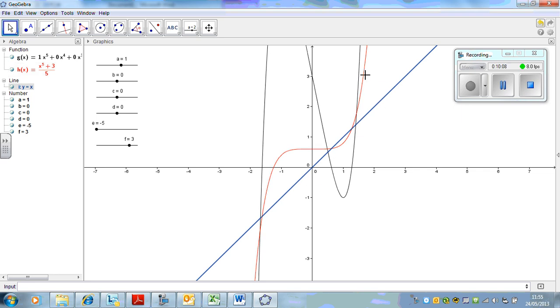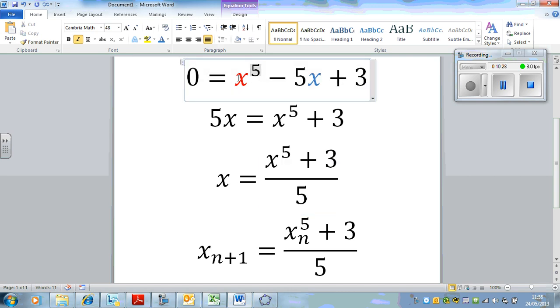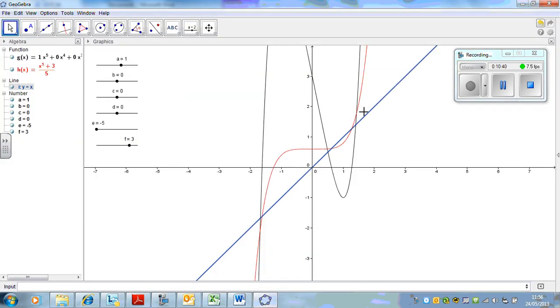Where the blue line and the red curve cross is exactly the same place where the original equation crosses the x-axis, because all we've done is rearrange that equation into simultaneous equations: y is equal to x, and y is equal to this. For the original one, it's like saying y is equal to this and y is equal to 0. The trouble is y equals 0 is just the x-axis. To explain why this doesn't work, let's get rid of that graph because it's causing confusion.